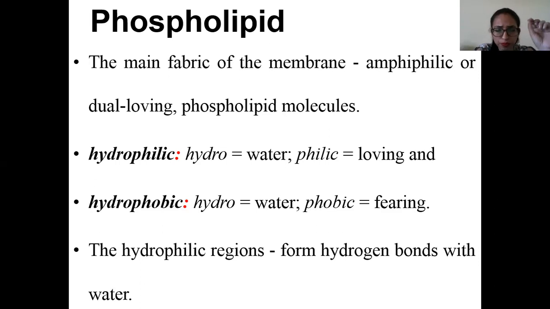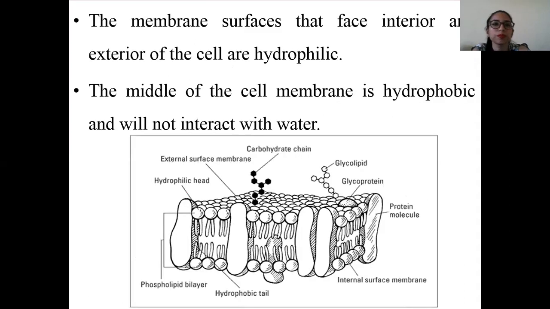Hydrophilic: hydro means water, philic means loving. Hydrophobic: hydro means water, phobic means fearing. Phospholipids are very smart. I will share the structure with you also. It has a head and a tail. One is water fearing and the other is water loving. The hydrophilic region forms hydrogen bonds with water. The membrane surfaces that face the interior and exterior of the cell are termed hydrophilic.